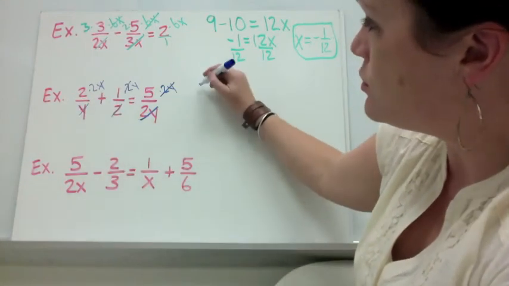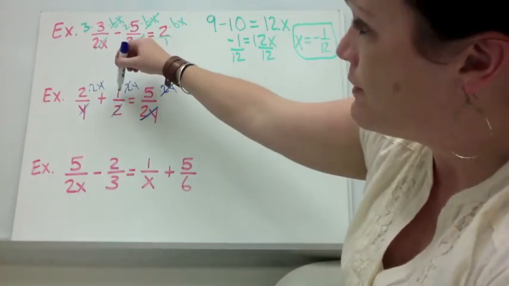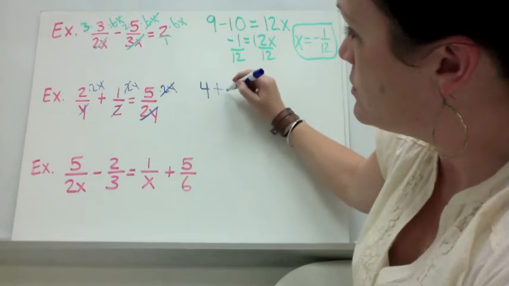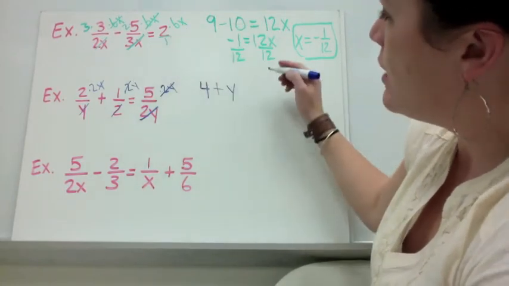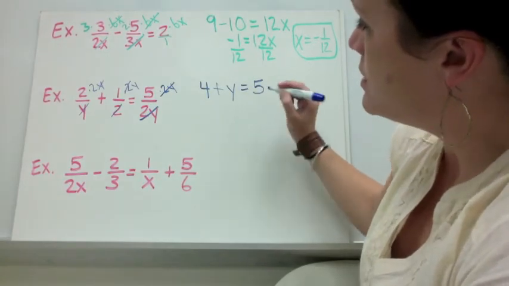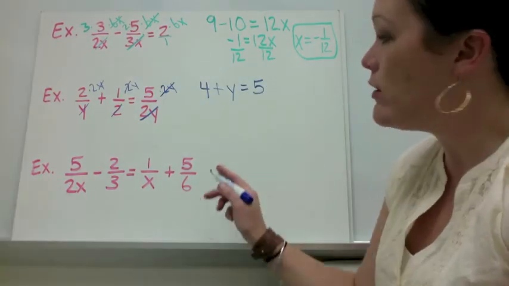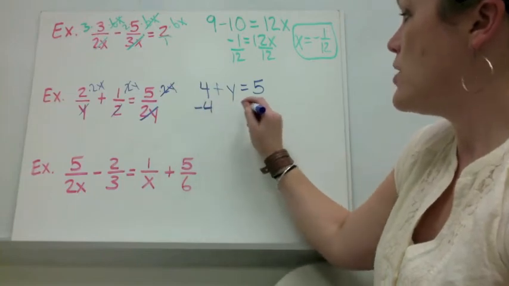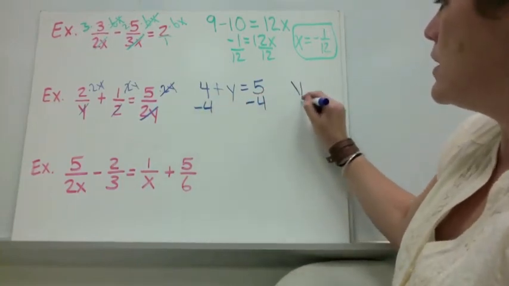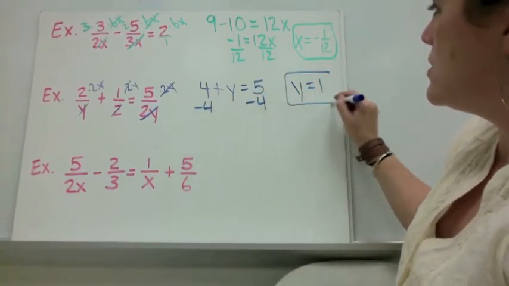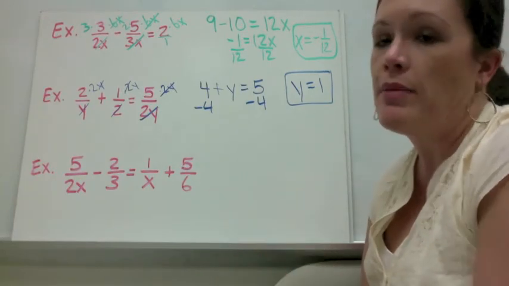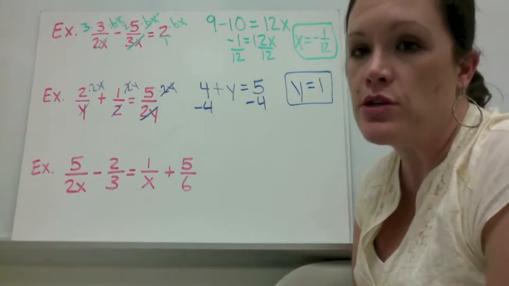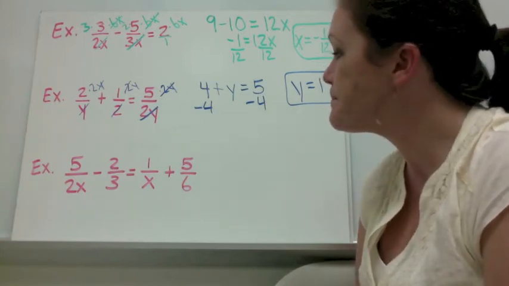So 2 times 2 will leave us with 4. We have 1 times y, so 4 plus y is equal to 5, and then those canceled out completely. So see, that's nice and simple now. We've got rid of all that complicated stuff. Subtract 4, and we just simply get y equals 1. And just like on the first set of examples, you could plug in y equals 1 back into your original problem and just make sure that it would make a true statement.